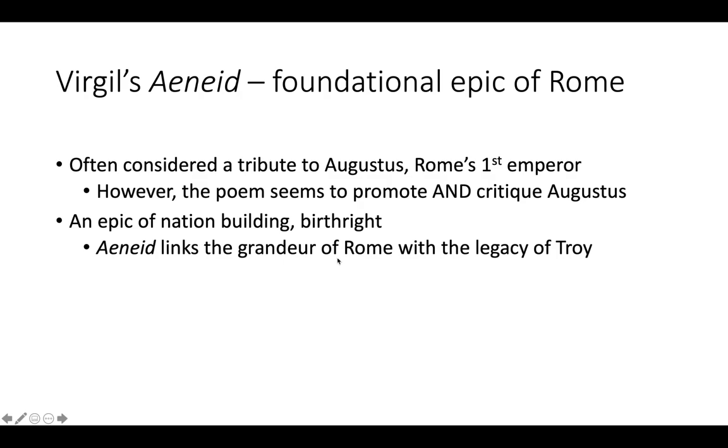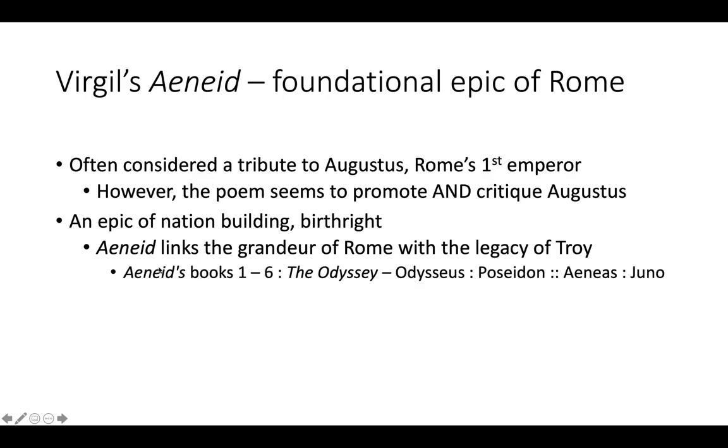The Aeneid links the grandeur of Rome with the legacy of Troy. So how this birthright comes to be is that Aeneas comes from Troy to build Rome. Because he withstood the tragedy of Troy, the fall of Troy, as depicted in Homer's Iliad and in Greek myth, and survived, Aeneas has the right to found this new nation with the glory of Troy behind him, kind of.